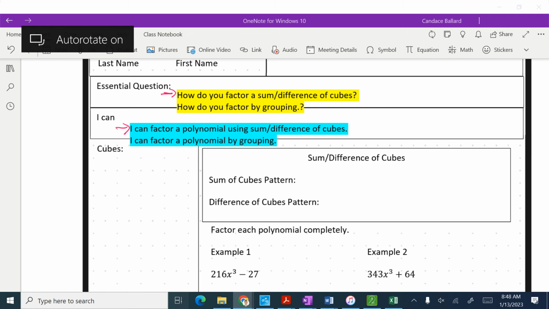Read us the essential question? How do you factor the sum of different cubes? Good. Avery, can you read us the first I can statement there?